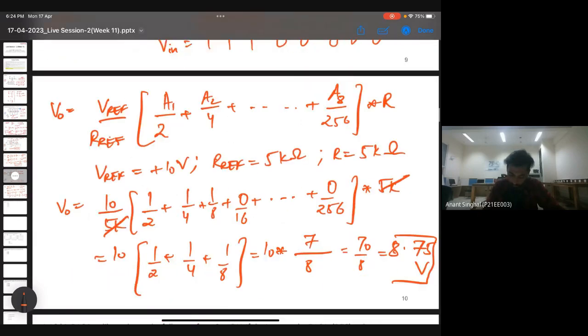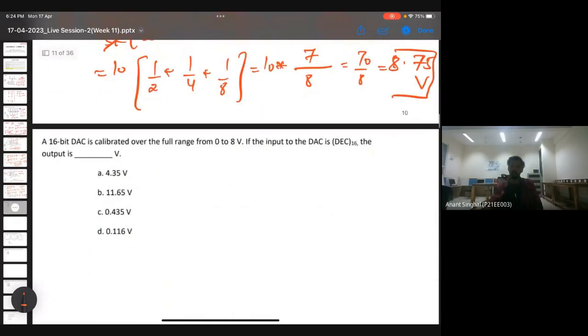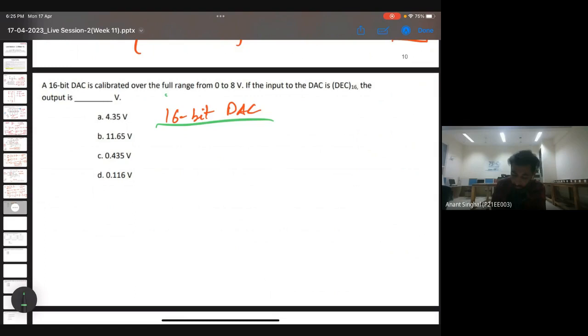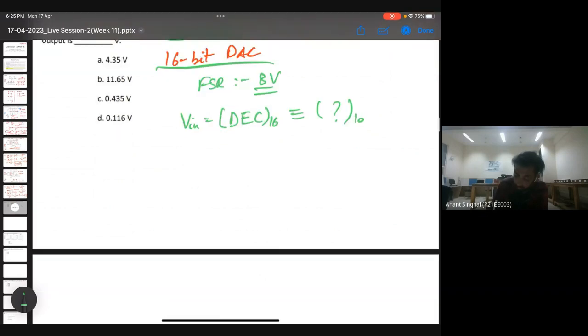So we'll proceed with the next question now. This is a general question. It is given that it is a 16-bit DAC over a full range. The full scale range is given as 0 to 8 volts, and the input is given as DEC, sorry, this is C to the base 16. So we'll convert it first of all into its decimal equivalent. We know that A, B, C, D, E: A is nothing but 10, 11, 12, 13, and then 14.